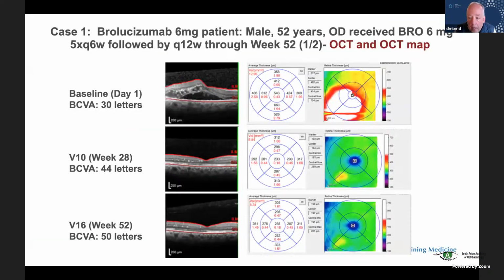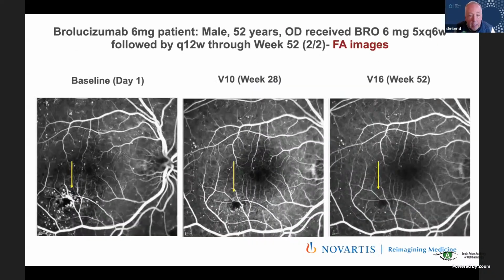Let me show some case studies. This is a patient of mine who was in the trial. Went absolutely dry with just a few doses, maintained and gained 20 letters. This isn't an outlier. Patients do really well with this drug. Here you see that same patient noting decreased diabetic retinopathy, less microaneurysms, and decreased non-perfusion. Certainly the islets are much more normal at week 52.